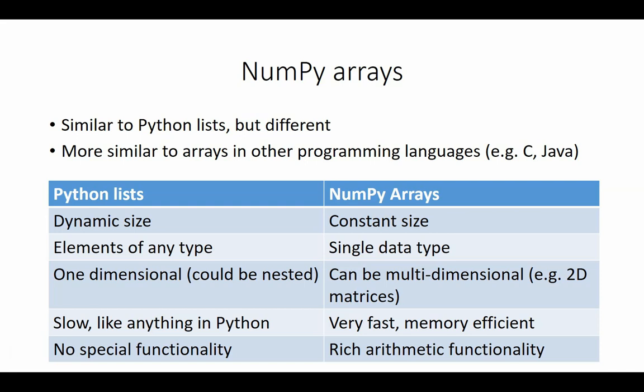Now, NumPy arrays, like in other languages, can be multi-dimensional. So for example, if you take a two-dimensional NumPy array, you will get a matrix, where each element is described not by one index, but two indices.